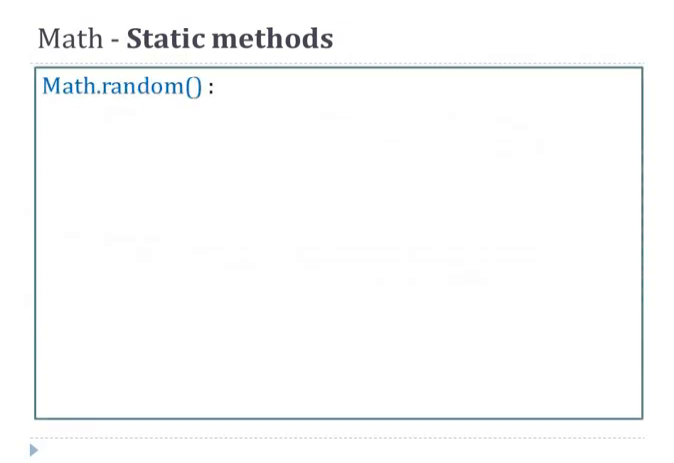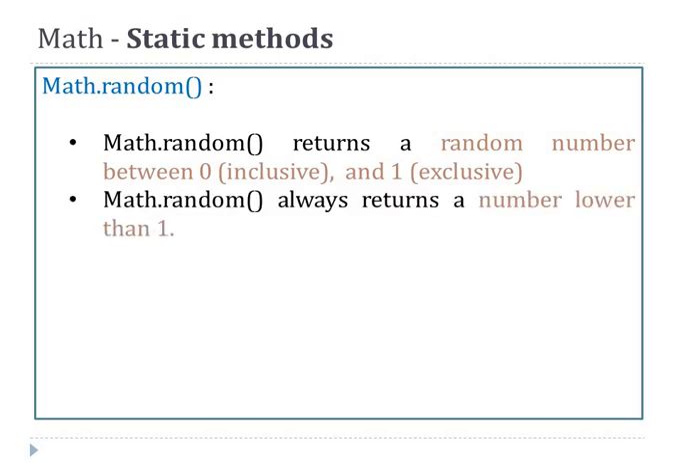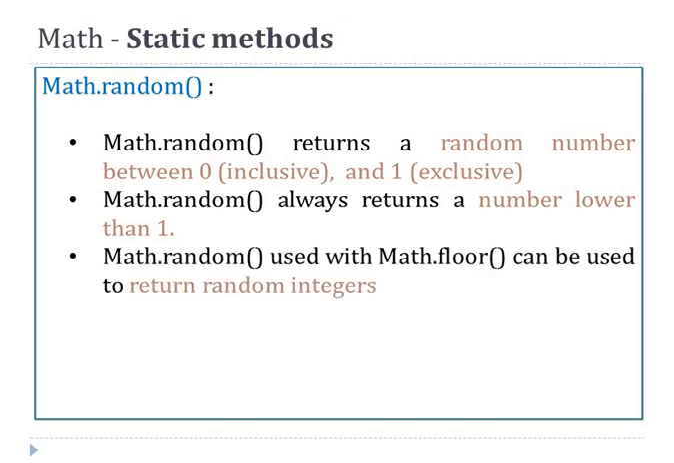After that, let's see Math.random. This will return a random number between 0 and 1, in which 1 is exclusive. That means it can return 0, 0.1, 0.1234, 0.99999, but it will not return 1. This random will always return a number lower than 1.